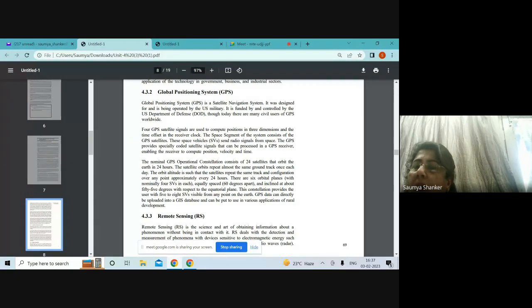It takes into account the GPS operational constellation. It consists of 24 satellites that orbit the Earth in 24 hours. These satellites repeat almost the same ground track once each day. So whatever data they collect is configured every 24 hours. All this data finally is clubbed together into a database which is uploaded on the GIS, and then this database can be used for various rural development operations.